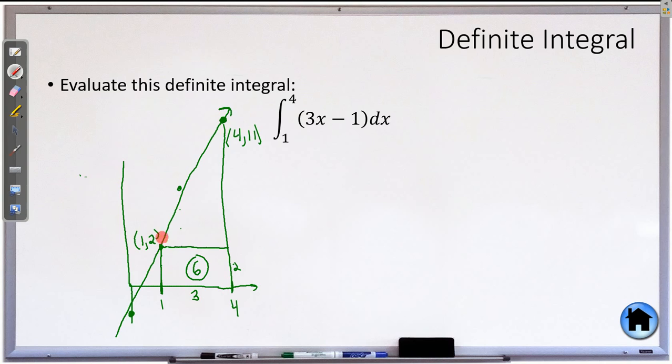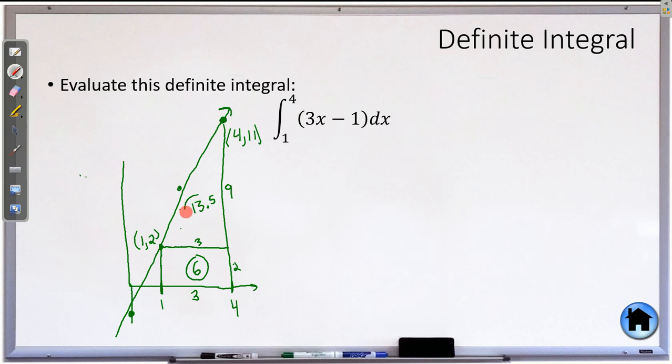Now the triangle, the base is again 3, but the height, the total height is 11, but 2 of it is right here, so this height is actually 9. 9 times 3 is 27. 27 divided by 2 is 13.5.